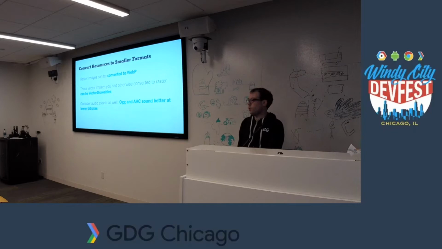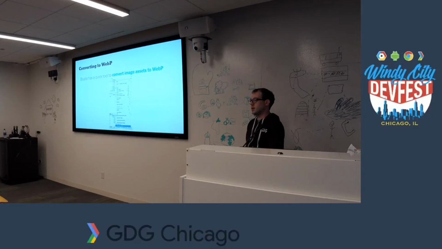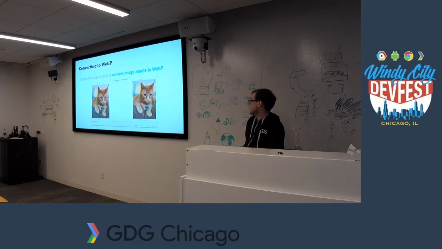So for WebP images, Studio has this really cool tool for changing your images to WebP. And it actually lets you configure the compression factor by looking at the difference between the original image and how it would look after compression. So as we move this slider from one end of the quality spectrum to the other, you can actually look at the difference.